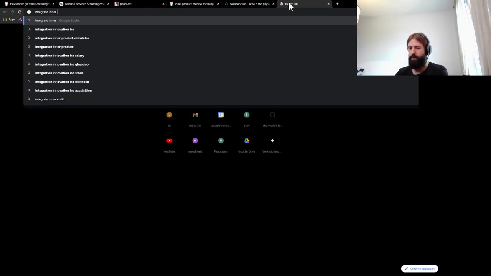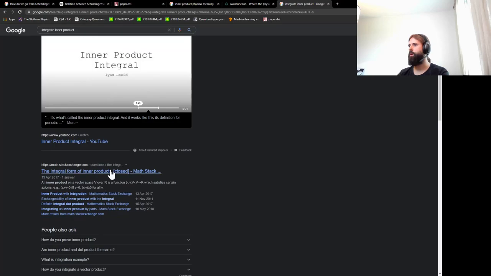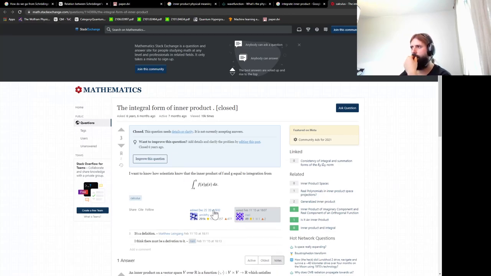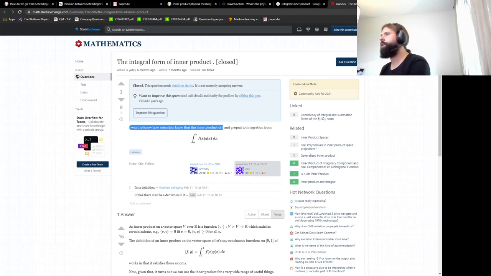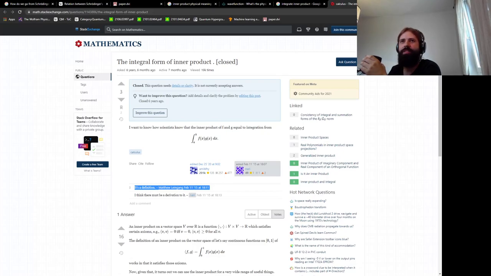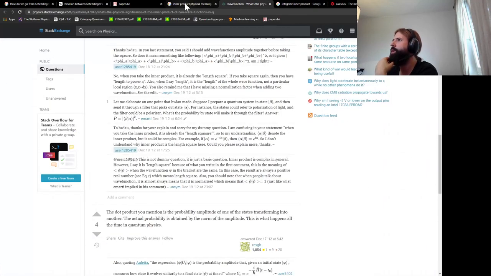Integrate an inner product. Inner product integral. The integral form of the inner product. I want to know how scientists know that the inner product of f and g equals the integration. Like, it's a definition. But there must be a way to derive that, right? That seems to be what I'm lacking, in terms of how we know.